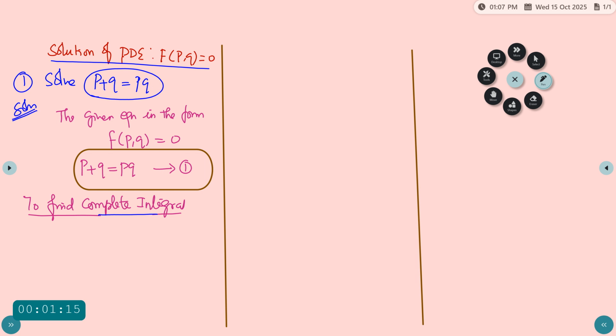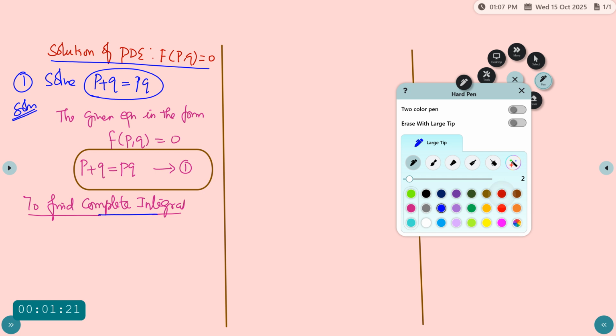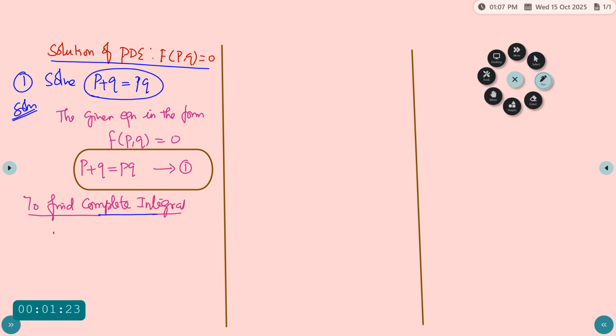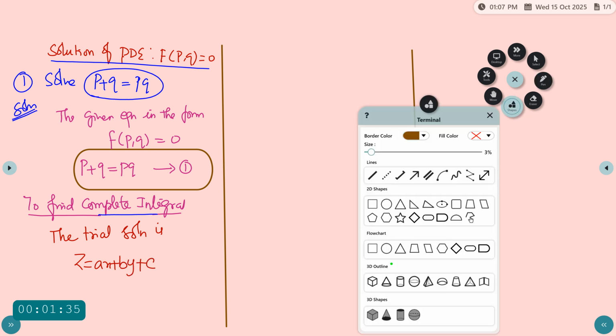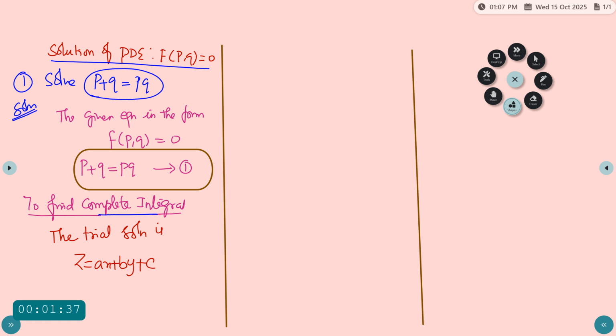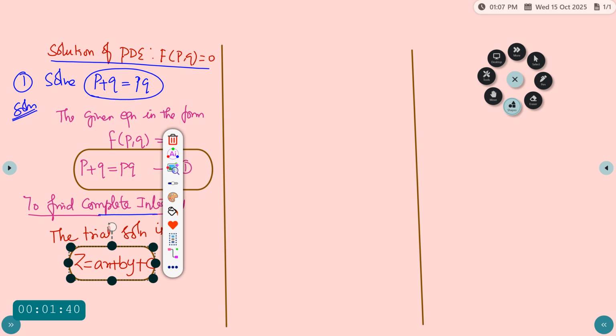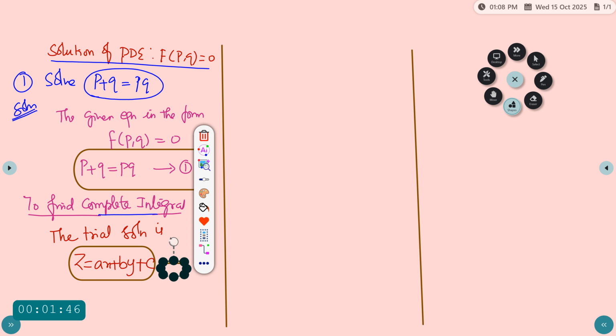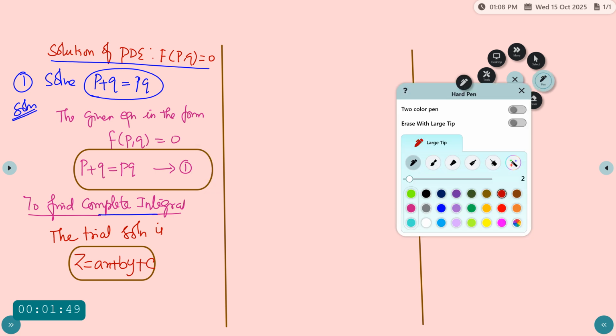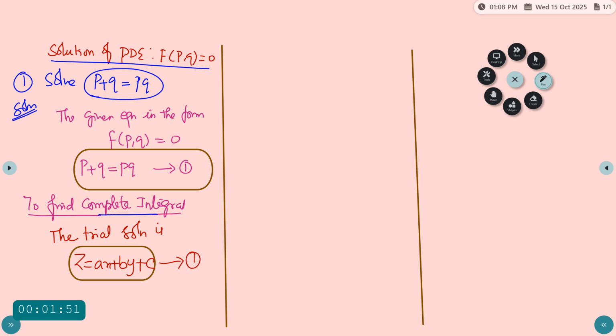For this kind of PDE, the trial solution is taken as z equal to ax plus by plus c. This is our trial solution for this particular kind of PDE. So memorize this equation, z equal to ax plus by plus c. Mark this equation as 2. The given equation is considered as the first equation and the trial solution is considered as the second equation.